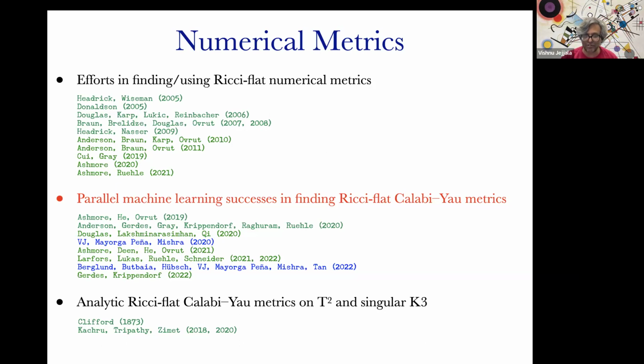The analytic metrics have been constructed in a few cases. So for the torus, Clifford wrote down the analytic flat metric in 1873. I think this is fairly late for writing down a flat metric on a torus, but this seems to be the history of this effort. And then more recently, Castro, Tripathy, and Zimet wrote down an analytic metric on a particular singular version of K3, and I'll briefly mention how our numerics compare to their analytics.